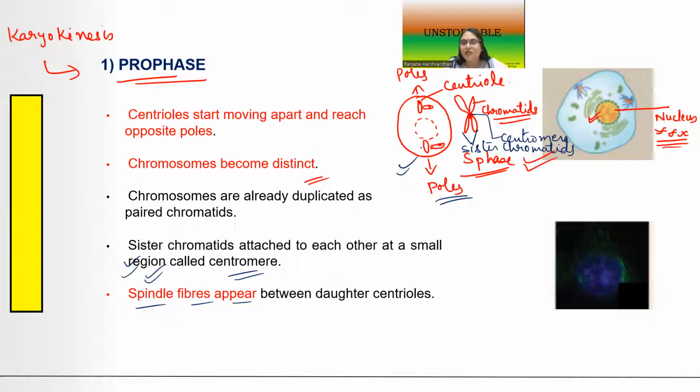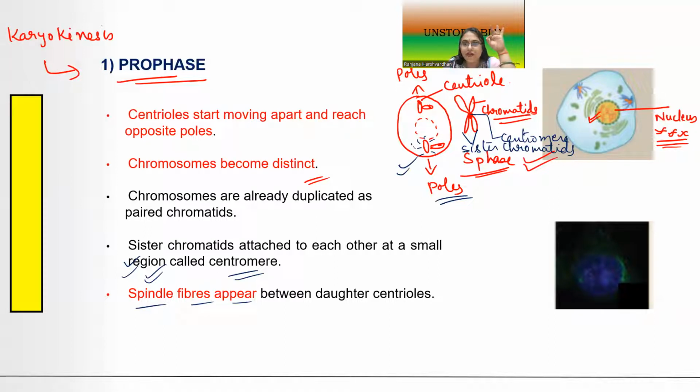Now from the centrioles, what are these, children? These are aster rays, a kind of microtubules which contain the protein tubulin, from which some thread-like structures will arise, which are called spindle fibers. These aster rays, which are microtubules made up of protein tubulin, will give rise to thread-like structures which we call spindle fibers.